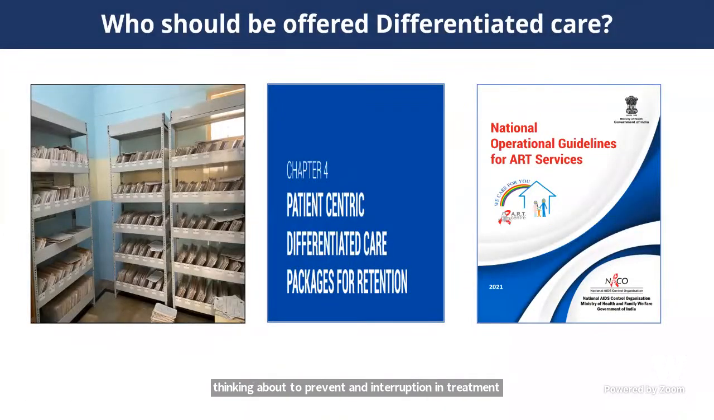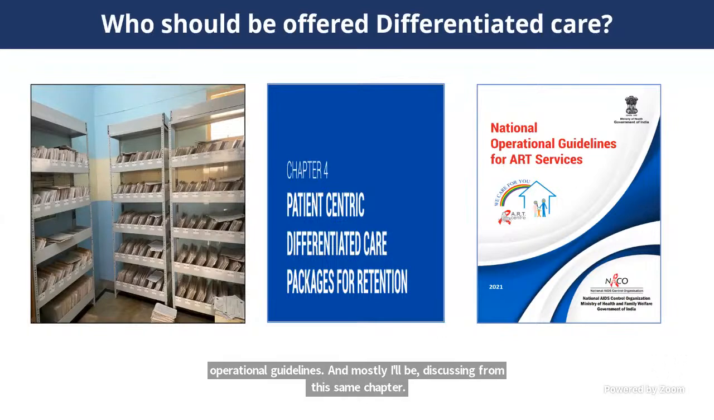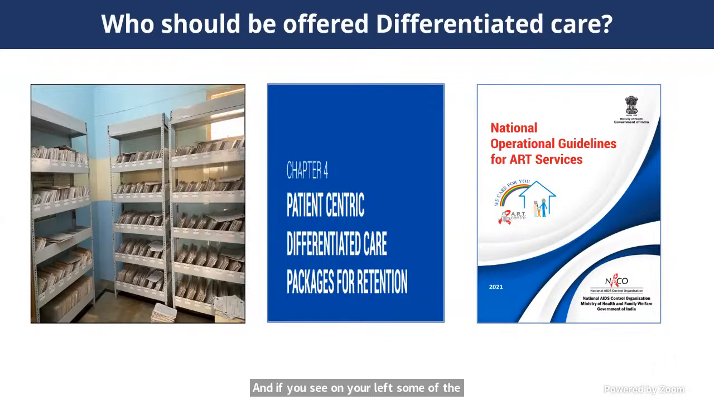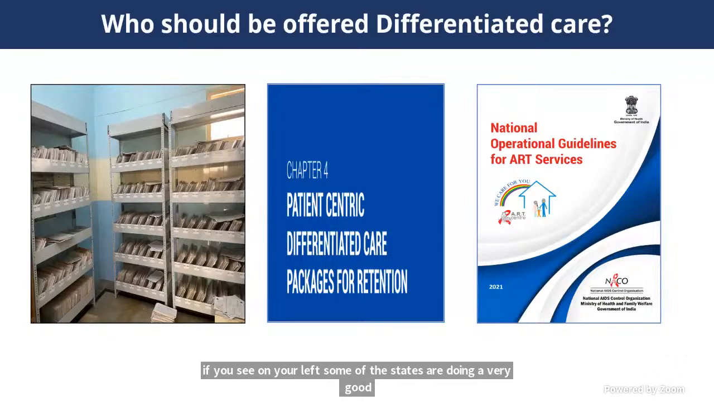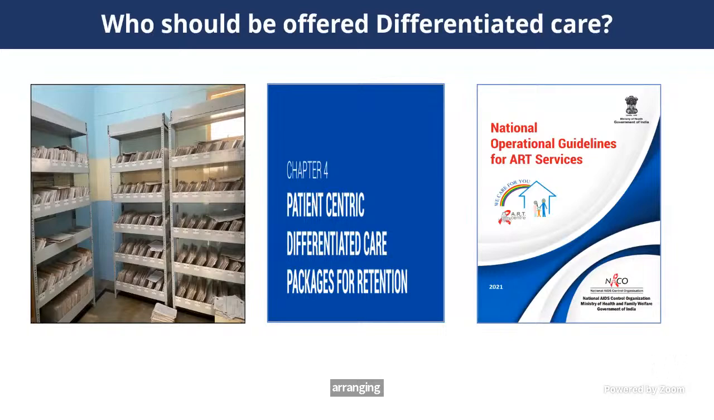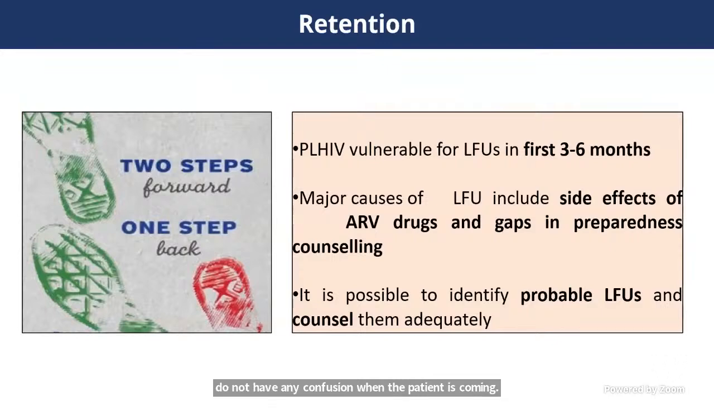Yeah, so I hope everybody has gone through this patient-centric differentiated care packages for retention. This is a very good review within our national operational guidelines, and mostly I'll be discussing from this same chapter. And if you see on your left, some of the states are doing very good arranging of the white cards so systematically so that you do not have any confusion when the patient is coming. So there are different mechanisms. We will see some of the examples as we go through.